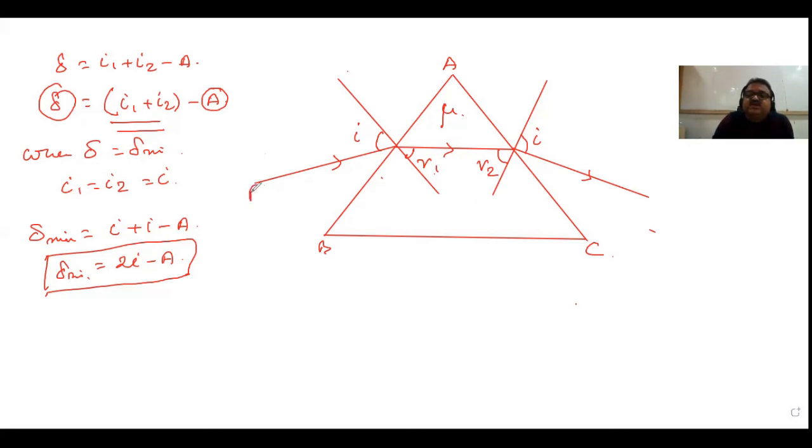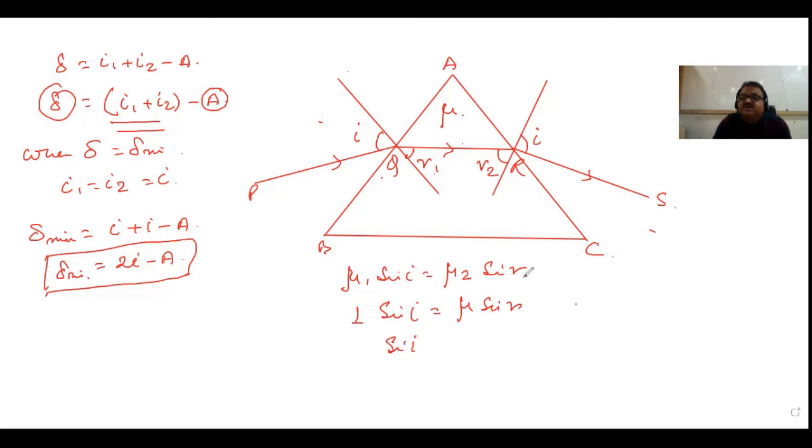Let me write it like this: P, Q, R, S. I'm doing it for PQ and QR, for this pair, from air to prism. Apply Snell's law in the general form I taught you, that is mu1 sin i equal to mu2 sin r. This is very easy to apply. Mu1 means the refractive index of the first medium, which is air, so the refractive index is 1. Mu2 in this case is mu. So we can simply write sin I by sin R1 equal to mu.